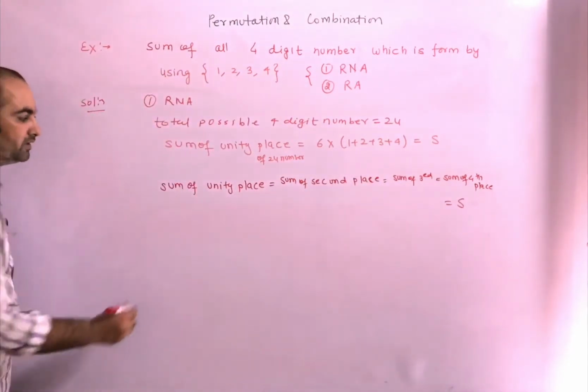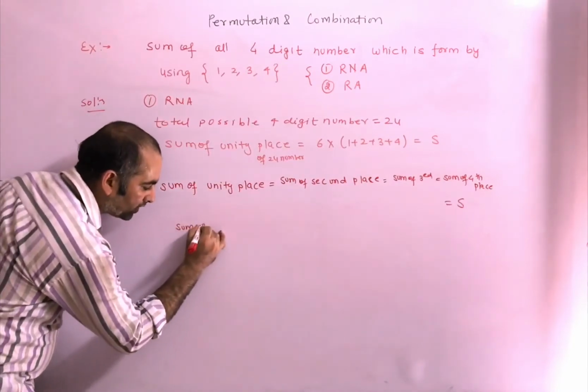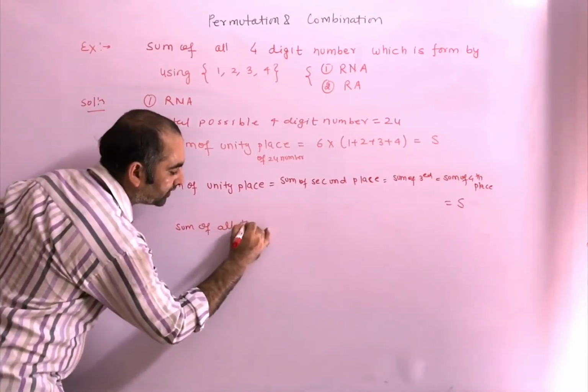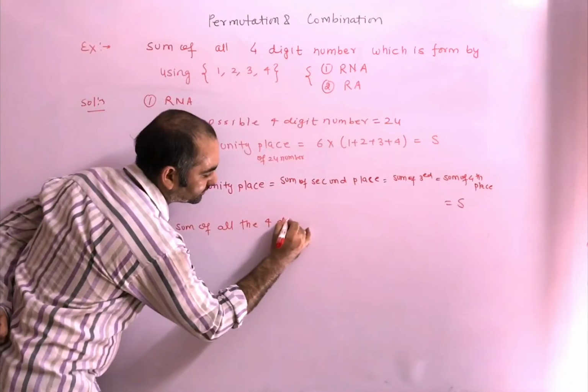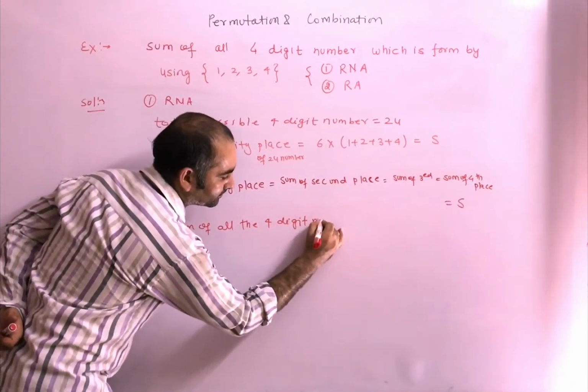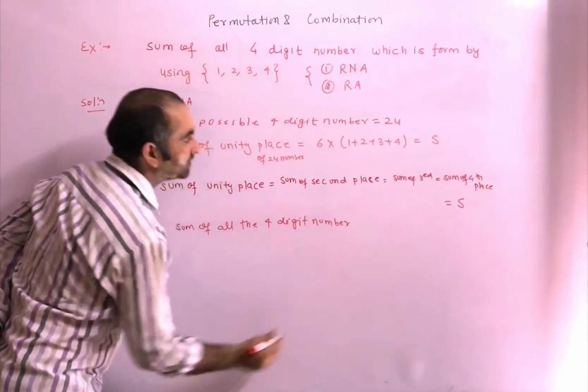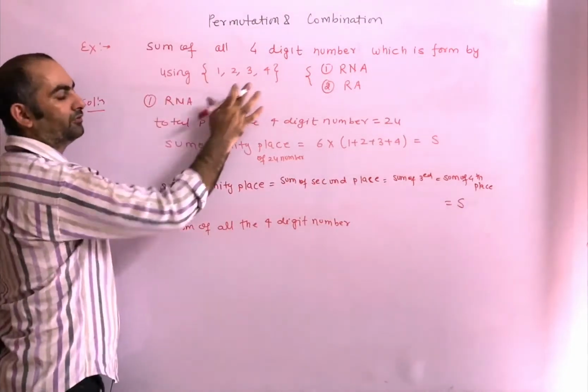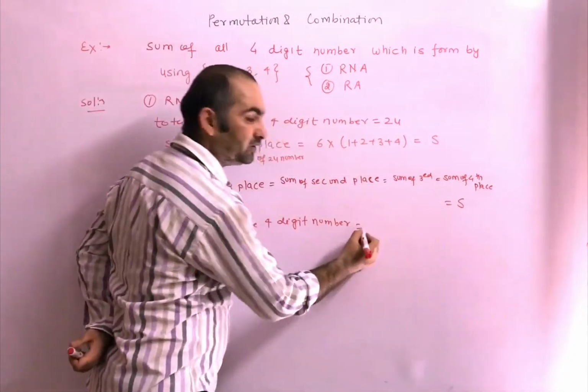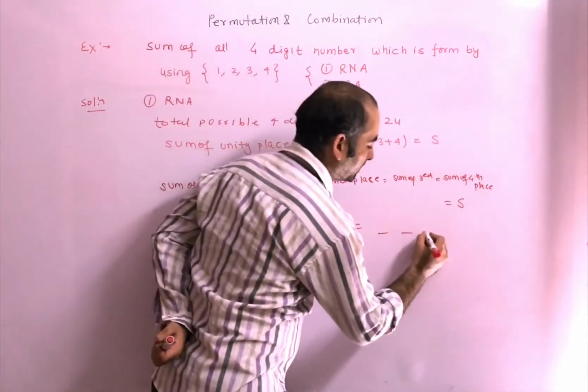Okay, now we want the sum of all the 4-digit numbers which are formed by using 1, 2, 3, 4. So we want the sum of all the 4-digit numbers.